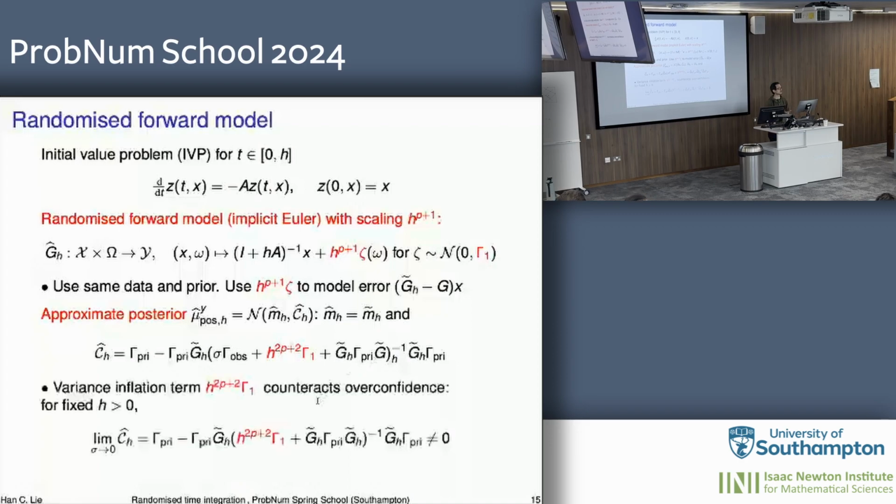And why is this nice? It's because it counteracts overconfidence. For a fixed H, as you take the small noise limit, what's going to happen heuristically is that this term is going to go to 0, but this term is going to remain. And because this term remains, this limiting covariance operator is not 0. So you don't have vanishing covariance. So this is an analytical example which shows you randomization can be used to counteract overconfidence, as you all know by now.